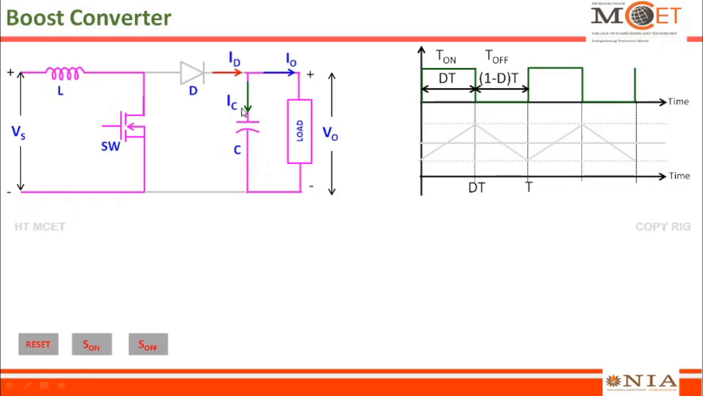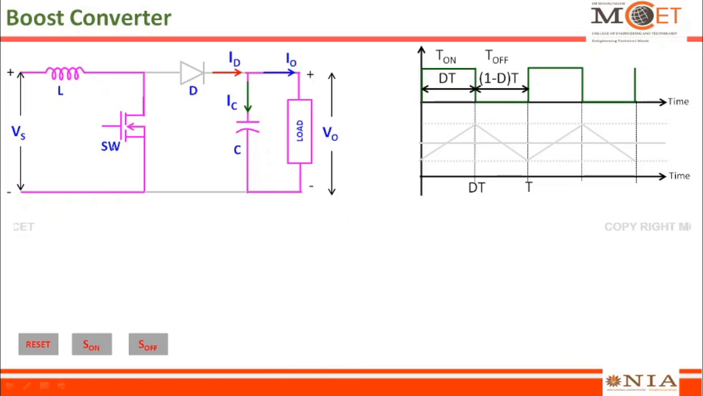At the same time, assume that there are some initial charges in the capacitor. So this capacitor is trying to discharge its energy into the load. This is the path where the capacitor is now the only source connected to the load. So the capacitor will be discharging its energy into the load.